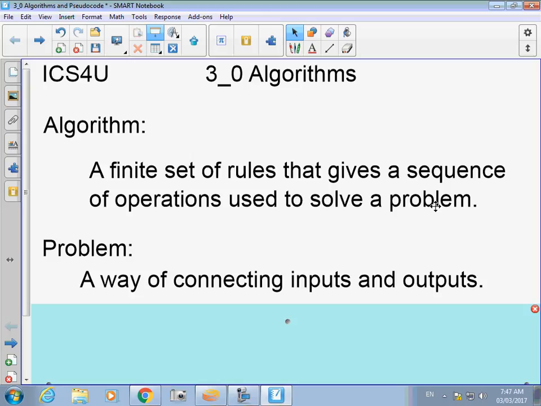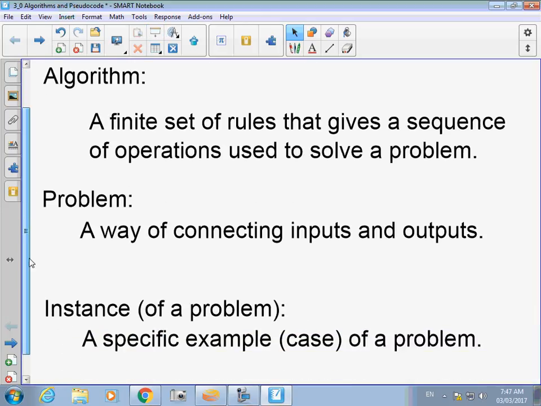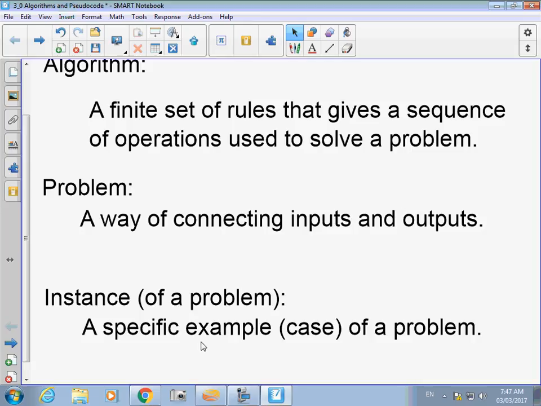We think of math problems or problems in life, but essentially in computer science, we just think of some way of connecting inputs and outputs. So we have some sort of input, we have some sort of output, that's a problem. If we talk about an instance of a problem, that's a specific example or case of a problem. We'll have an example here in a second. A problem is like the big picture, an instance is the small picture. We could think of the problem as the class and the instance as the object, if you want to put it in OOP terms.